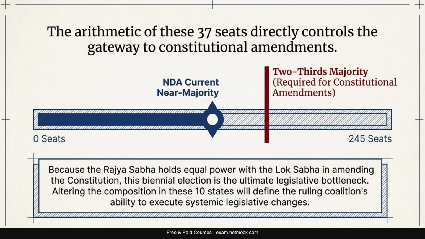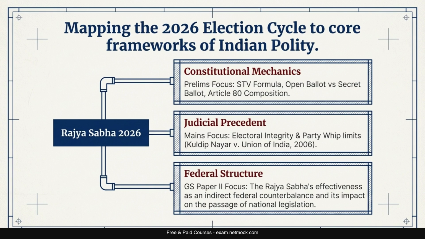Because the Rajya Sabha holds equal power with the Lok Sabha in amending the constitution, this biennial election is the ultimate legislative bottleneck. The composition changes in these 10 states will define the ruling coalition's ability to execute systemic legislative changes. Finally, let's map this to your UPSC preparation.